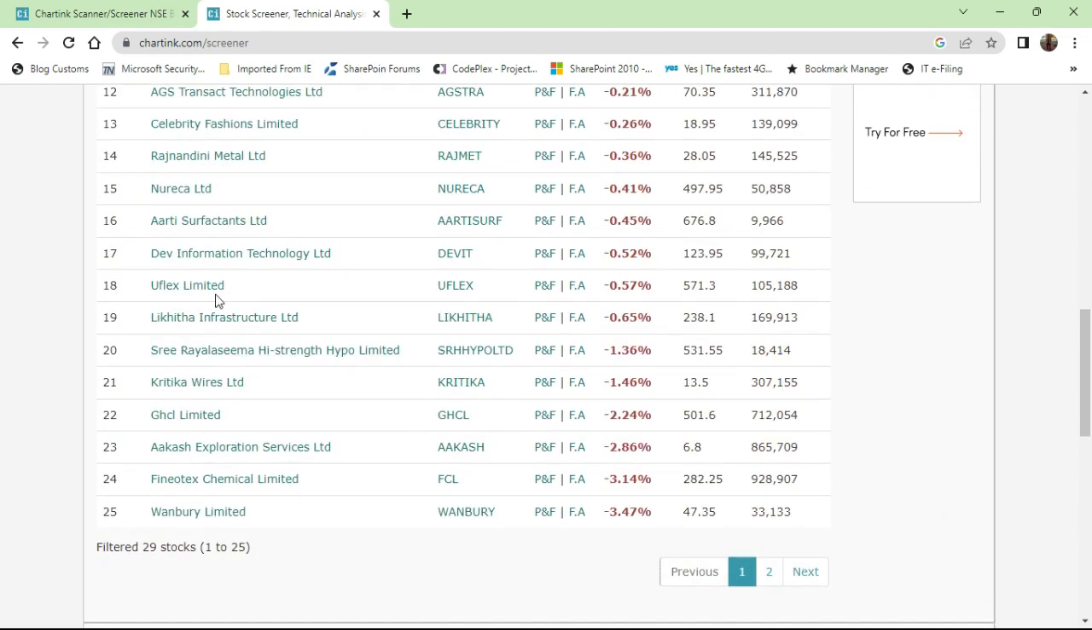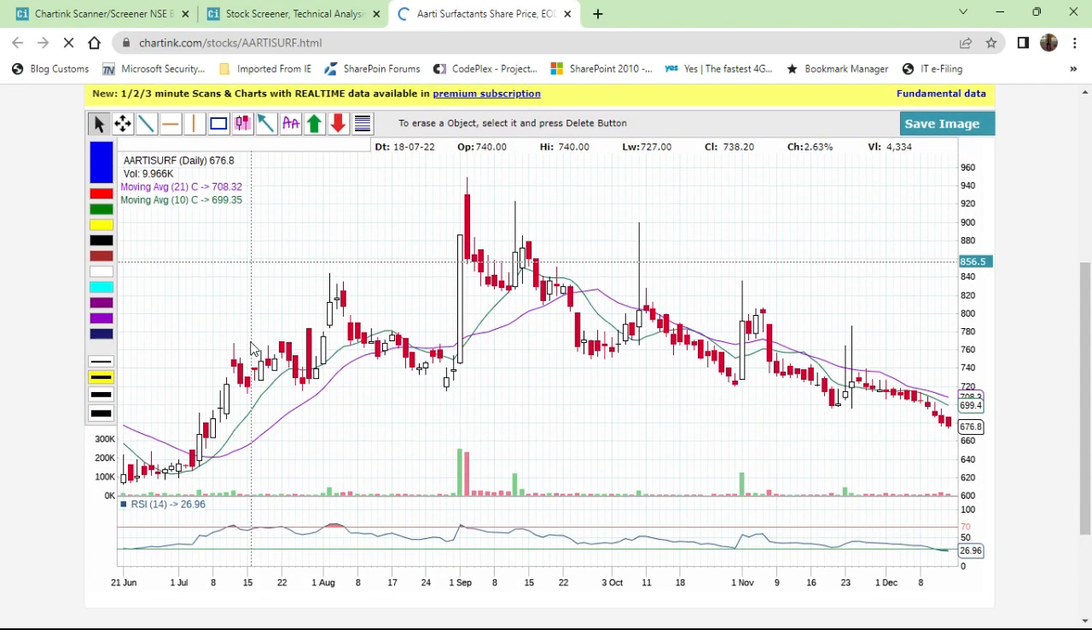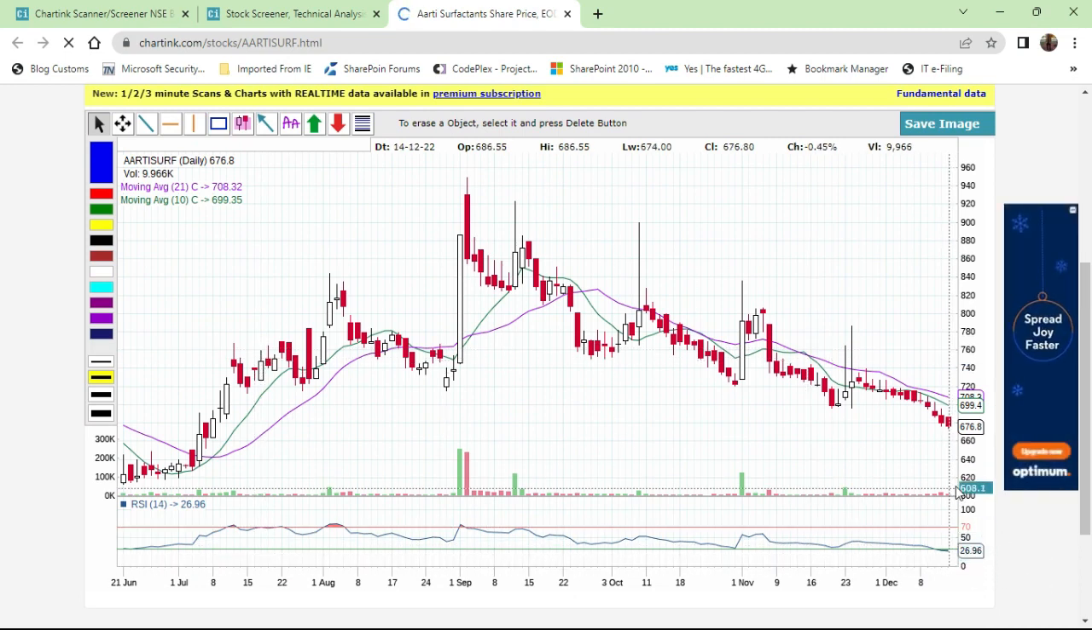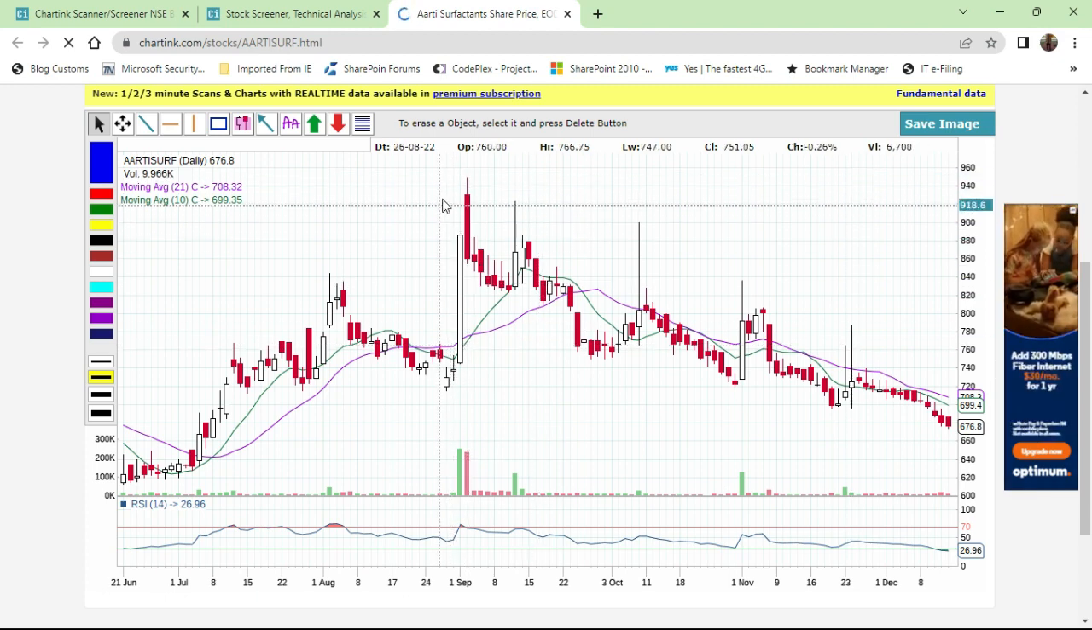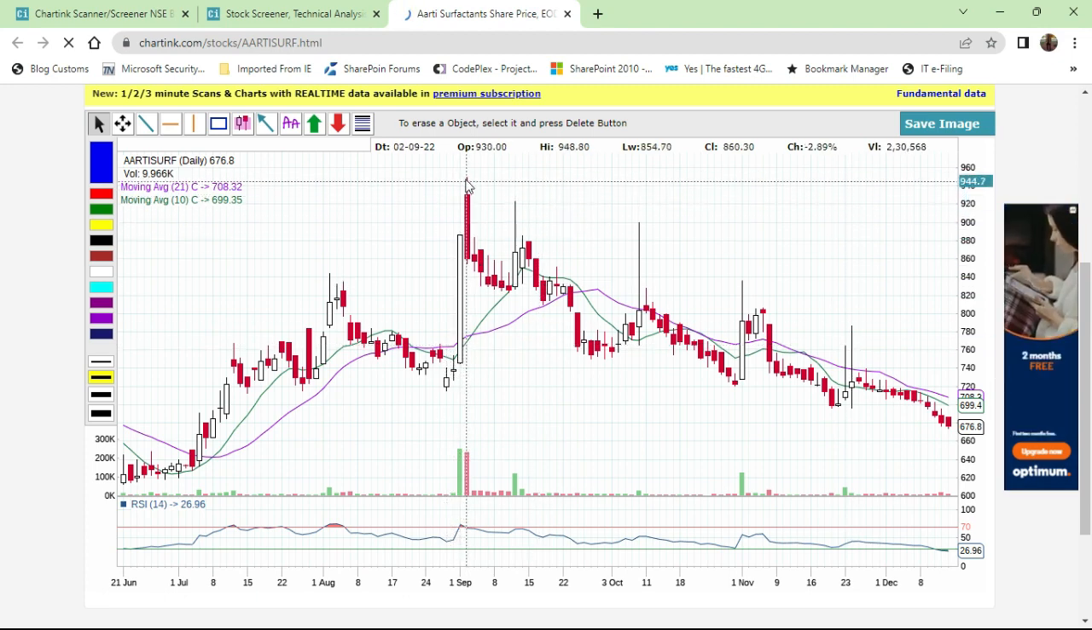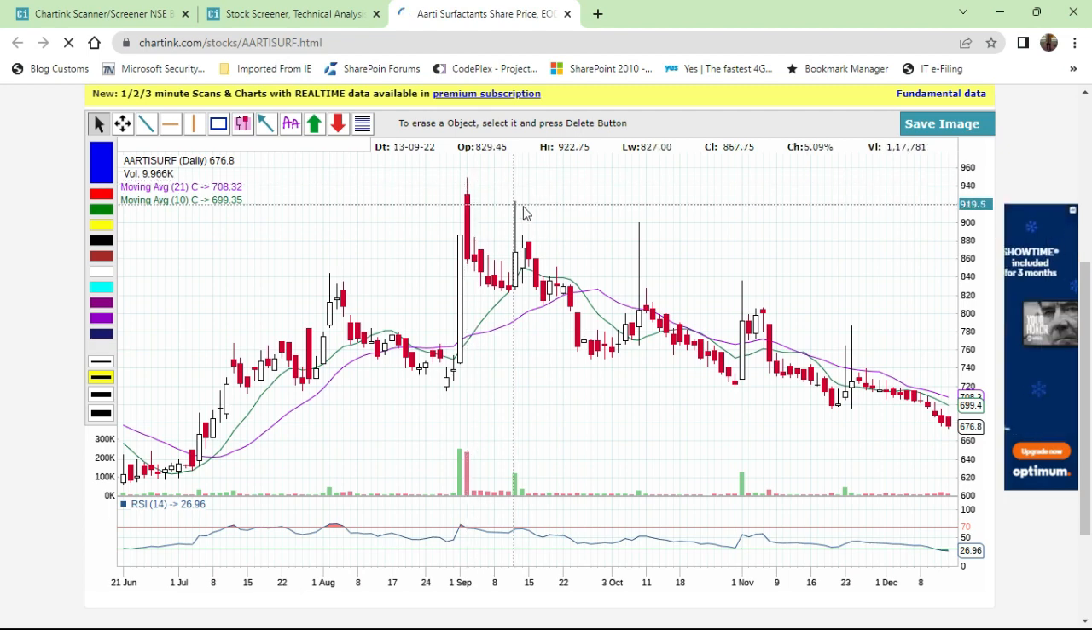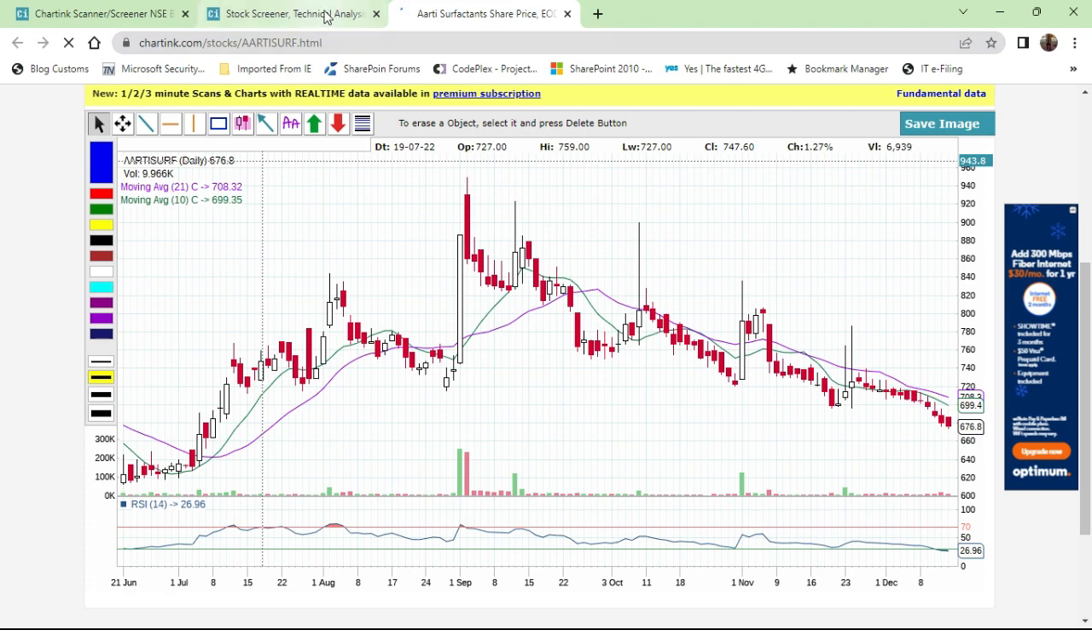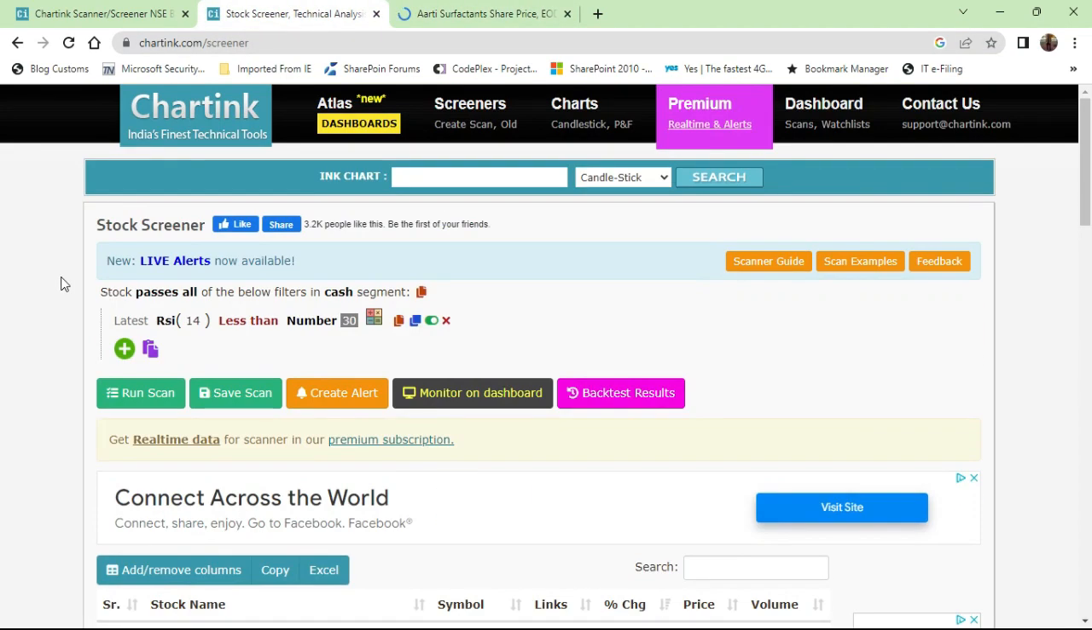If you go to any stock, you just click this RT Surfactants Limited. See, the relative strength indicator is 26.96, which is less than 30, right? So this one is completely in a downtrend. You can use this scan to find the stocks which are completely in a downtrend. Not only this RSI scan, I'm just telling you an example. You can create your own scans.